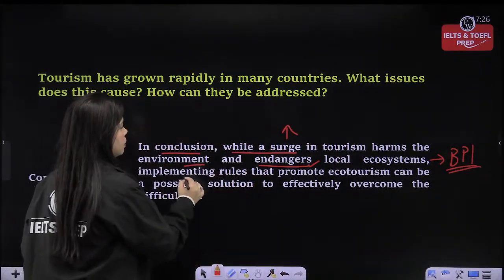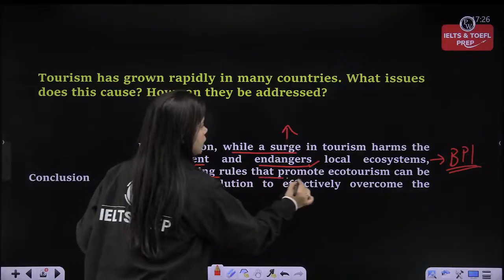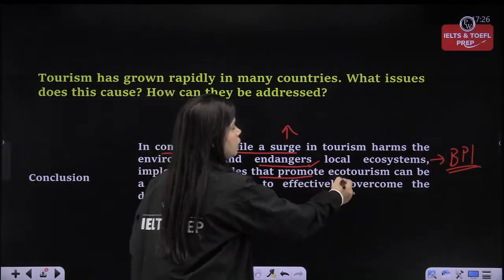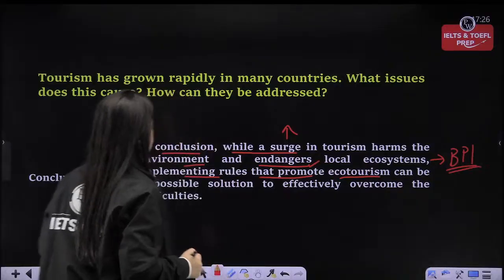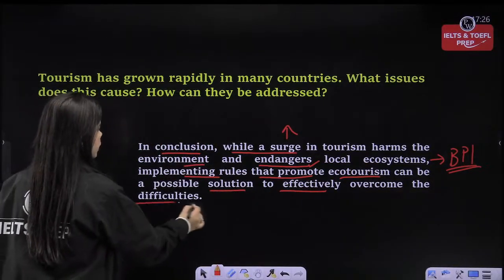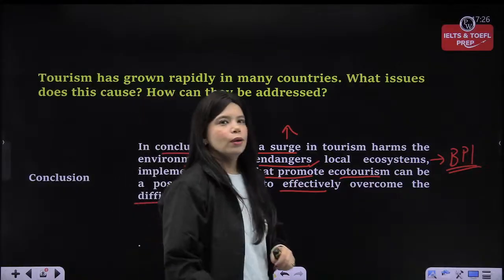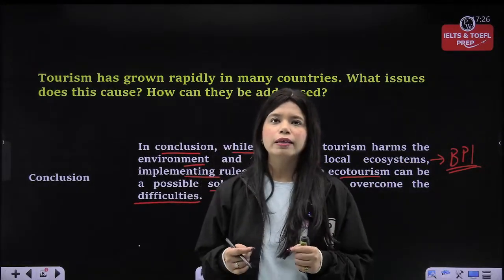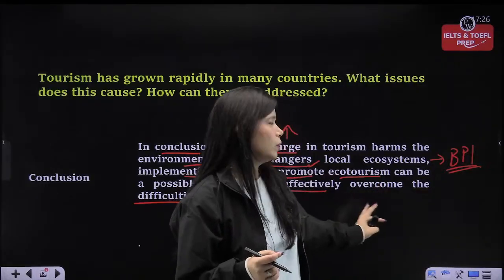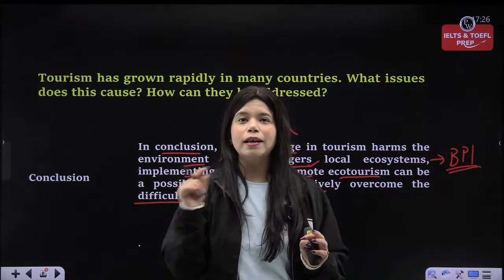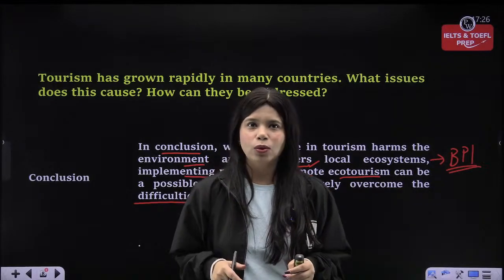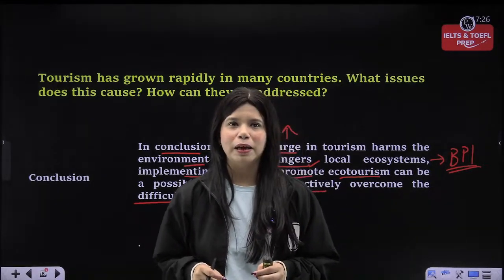Then I am wrapping up solutions by saying implementing rules that promote ecotourism. Sustainable tourism is equal to ecotourism. Ecotourism can be a possible solution to effectively overcome the difficulties. So that's how we summarize the ideas written in the body paragraphs. In the conclusion, but वो comma डाल के list of ideas मत लिखना guys. That is not a high band score language for your conclusion paragraph.